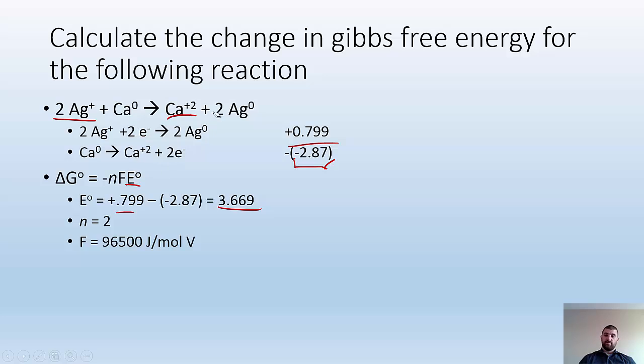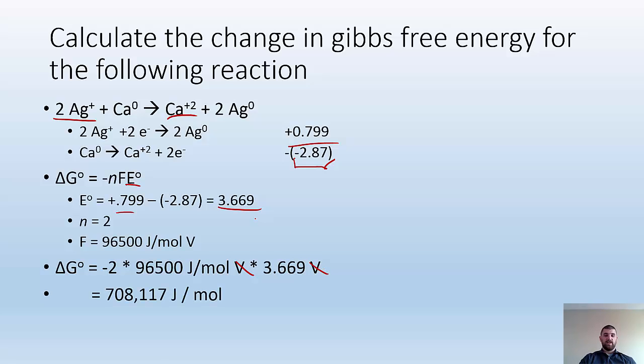You don't have to worry about remembering that. I'll probably give it to you. So now just plug and chug. Negative 2 times 96500 joules per mole volt. Right, and I end up with, what cancels out? Volts cancel out, and I'm left with just joules per mole.